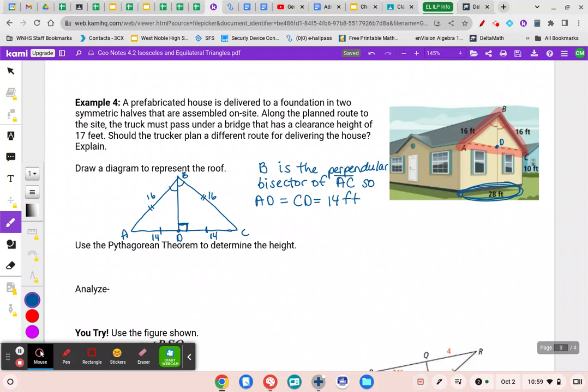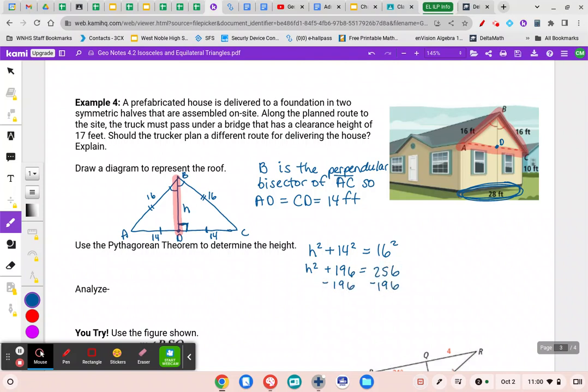Okay, now we have to find this height here. I'm going to call it H. We're going to use the Pythagorean theorem to do it because these are both right triangles. Just pick one to look at. So I know that H is one of my legs of my right triangle. So H squared plus 14 squared has to equal 16 squared. This math tells me that H squared plus 196 is equal to 256.